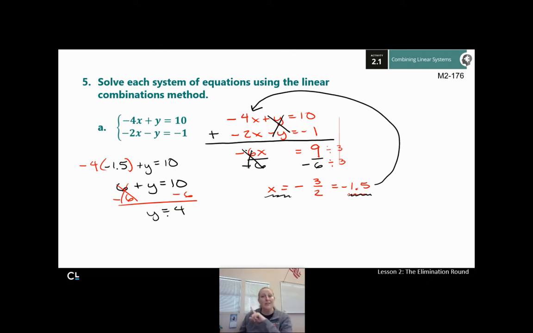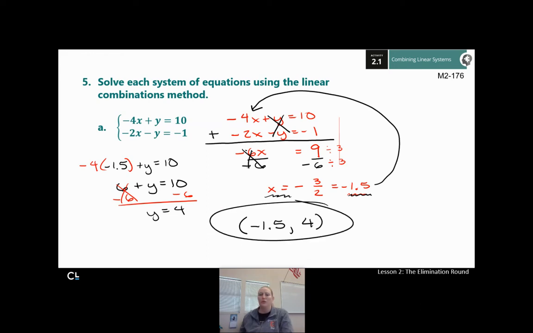Don't forget, our answer is an ordered pair. It is a point where these lines are going to meet, right? So let's write our answer as an ordered pair. X comes first, so negative 1.5, comma, my y coordinate, which is 4. Don't forget to put your parentheses around it. So pretty. There's our solution. Yay. Oh, I've got all kinds of mess back here.